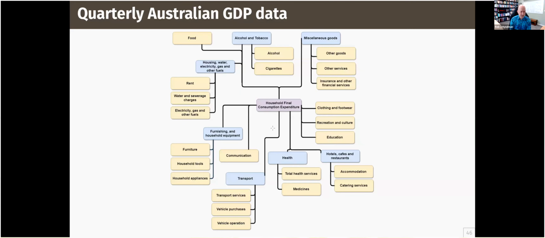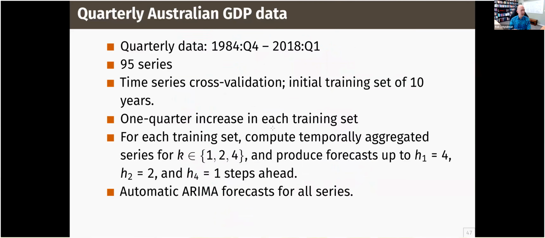When you're doing forecast reconciliation for GDP, you're going to make sure that your forecast of the income adds up to the same forecast as your forecast of all the expenditure components. So I'm going to take quarterly data from 1984 to 2018 for Australia. There's 95 series once I do the GDP and all of its disaggregations on the income side and all of its disaggregations on the expenditure side.